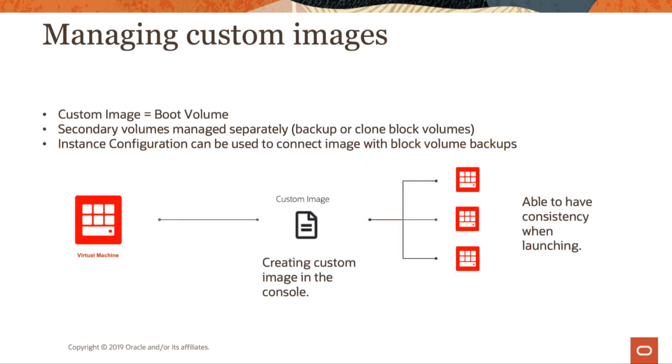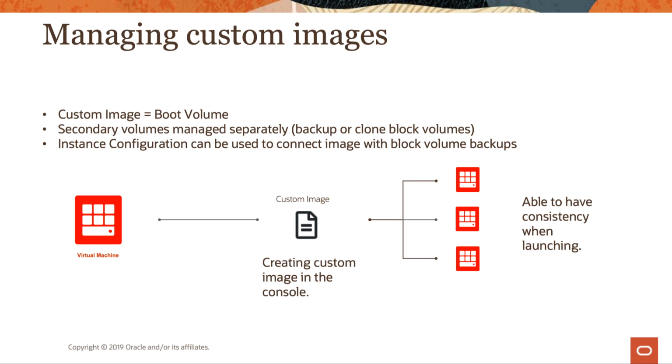The first piece for managing custom images is considering that we have a virtual machine, and then we're going to create a custom image. A custom image is the boot volume. The secondary volumes are managed separately, so you're going to be using a backup or clone of the block volumes. And then from there, you would create an instance configuration so that you can connect those block volumes to a custom image so that you can launch multiple.